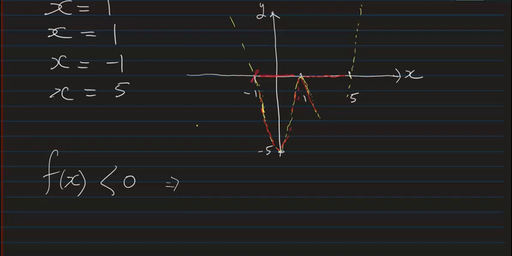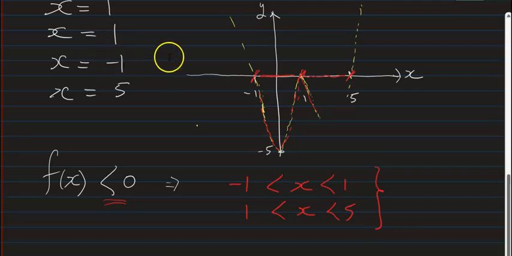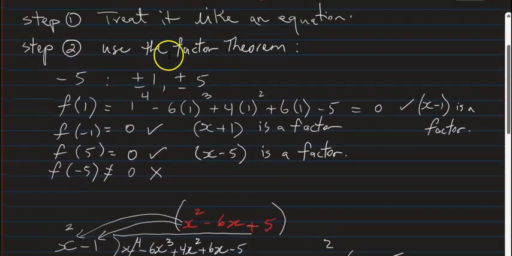Okay, so we have minus 1 and 5, and the way you write it, you have to write it as an interval. The first part is x is between negative 1 and 1, and also x is between 1 and 5, and notice that I did not include these x-intercepts because it's strictly less than. Therefore, this is your final solution to this polynomial inequality.